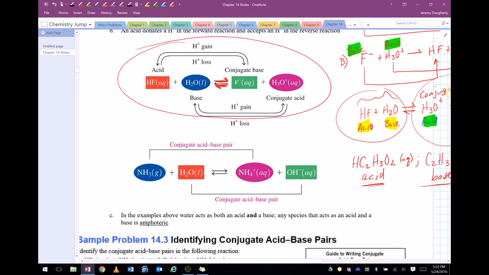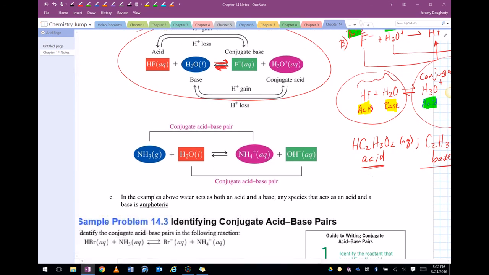Now, I said water does something crazy. So here's water acting as a base. Here's water acting as an acid. It doesn't say it, but it is. Let's write it down there. So water is what's called amphoteric. And amphoteric means it can act like an acid or it can act like a base.